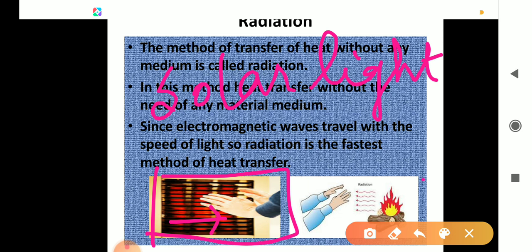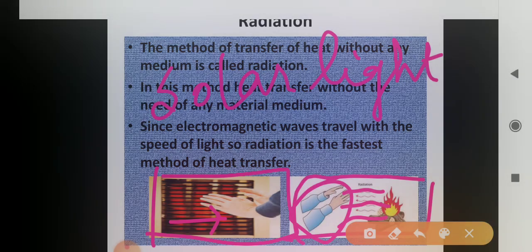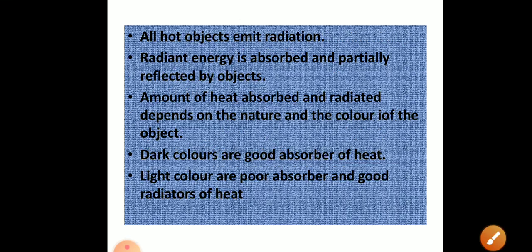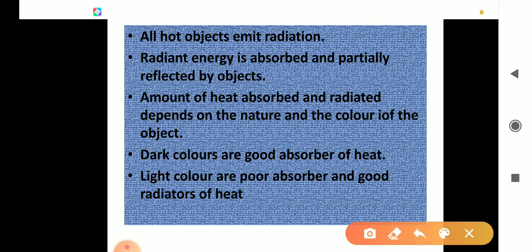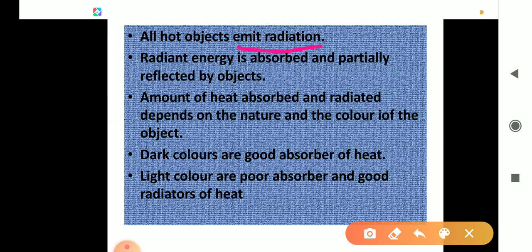Next, in this picture also you can see the fire is there, and the person is feeling the hotness, the warmness. It is due to radiation, and the heat is coming to that person through the method of radiation, right? Now see next, all hot objects emit radiation. Whatever thing is hot, you will feel a warmth around it, that is radiation, right?